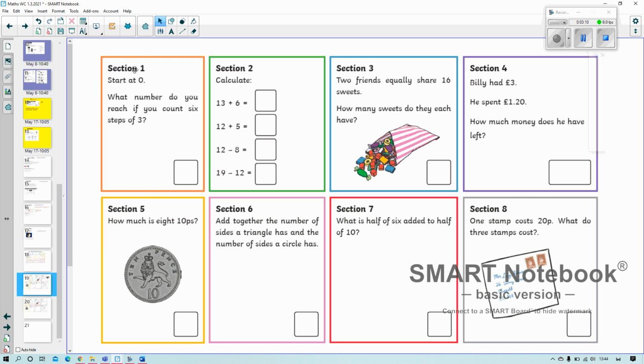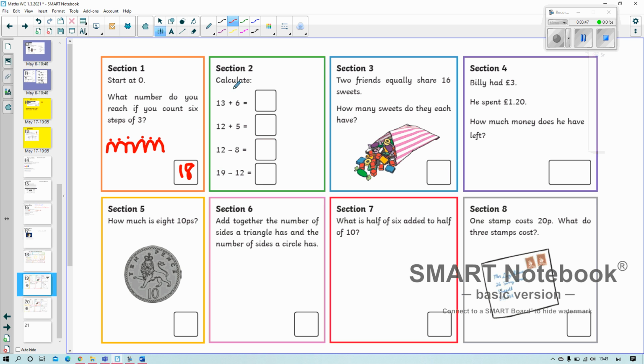So for example, in section 1 here, starting at 0, what number do you reach if you counted 6 steps of 3? Now you could do it in 6 steps of 3, or you could obviously do 3 steps of 6, but you would count them on. So 3, 6, 9, 12, 15, 18. I'm going to check: 1, 2, 3, 4, 5, 6. Yes, I got my 6 steps of 3 and I got the answer of 18. And of course, by now our whizzy brains would have told us that we could have done 3 steps of 6, which would have given us the same.